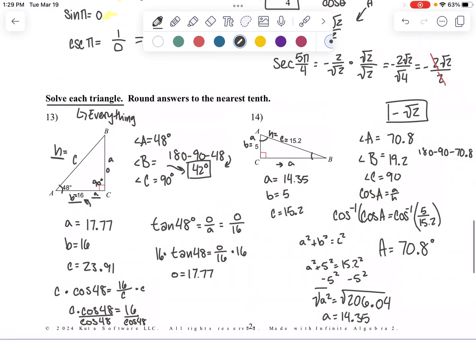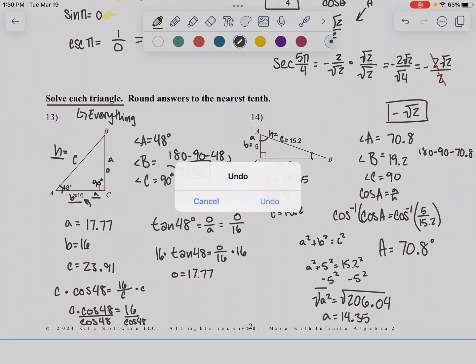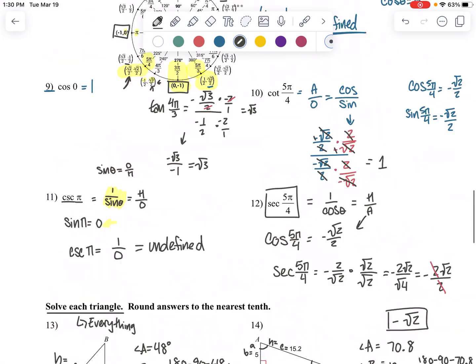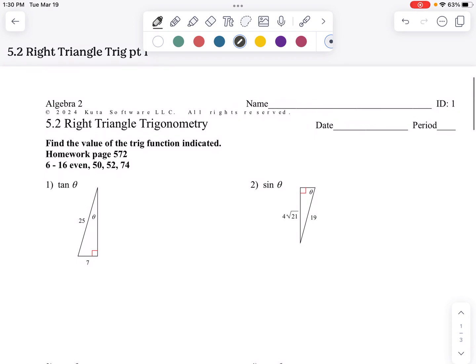So this is it for these notes. Homework, you can see at the top of your page, for right triangle trig. I'm going to have you do all of the homework. I think there's a second part to right triangle trig; I might post a little bit on it. But this portion is the most important. So do all of them, 16 through 46 evens, and 50, 52, and 74.